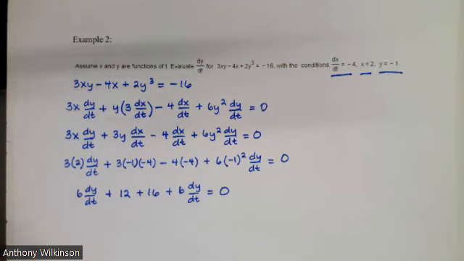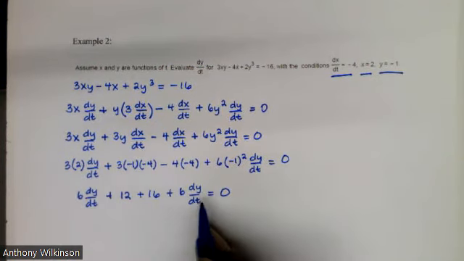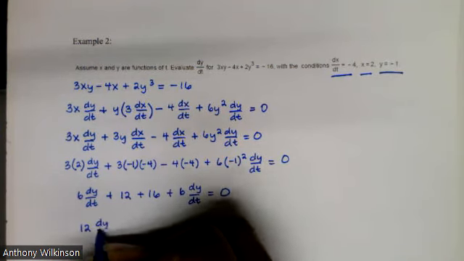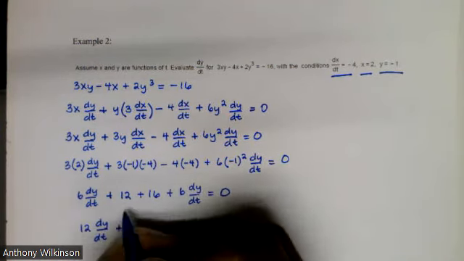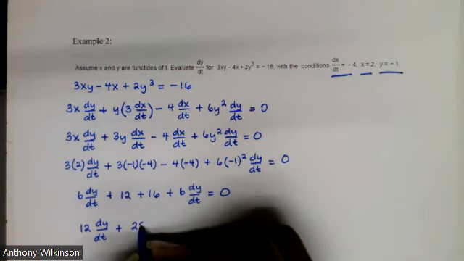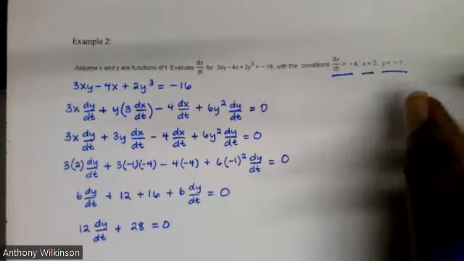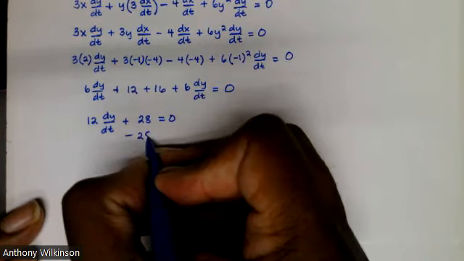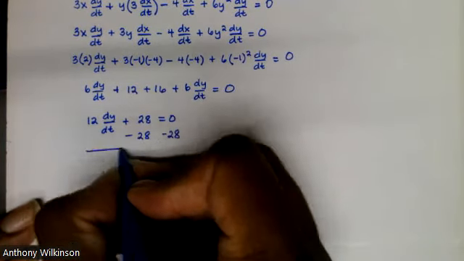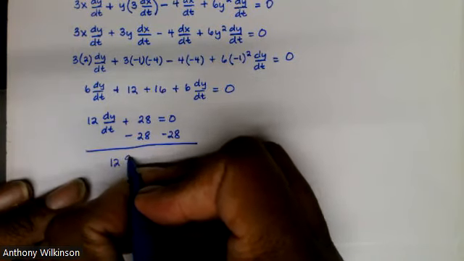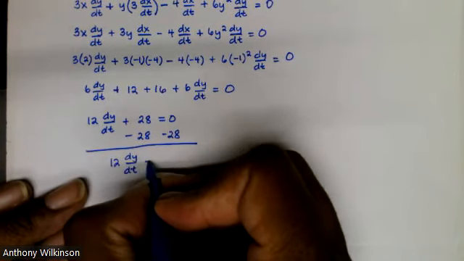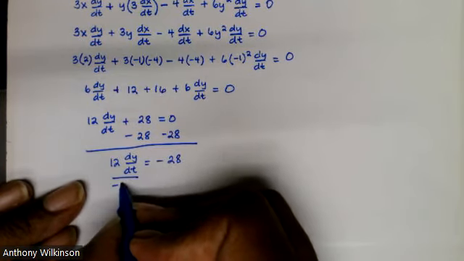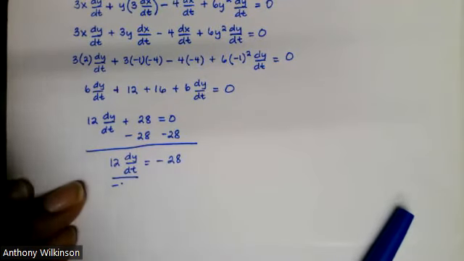Now, if I combine like terms on the left side, 6 dy/dt plus another 6 dy/dt, that's going to be 12 times dy/dt. And then 12 plus 16 will be 28, so that'd be plus 28 equals 0. Now I can solve for dy/dt by first subtracting 28 on both sides. So that means I'm going to have 12 dy/dt equals negative 28. And then to get dy/dt by itself, you'll divide both sides by 12.